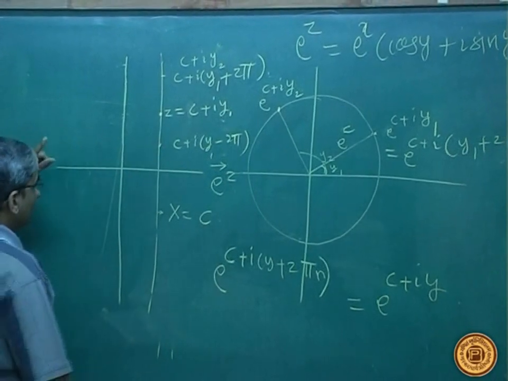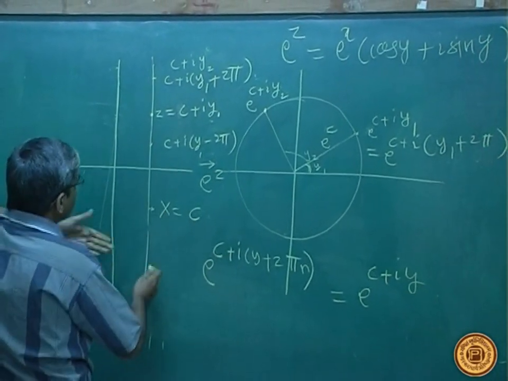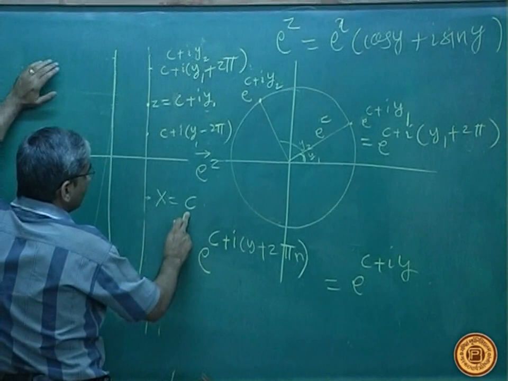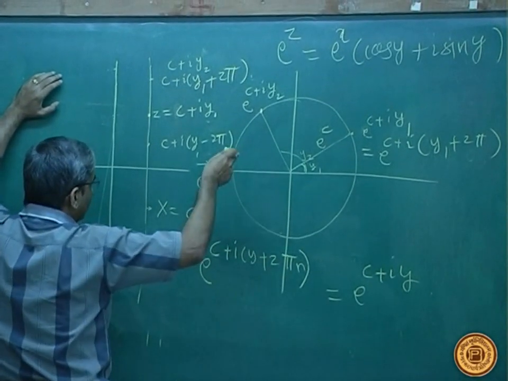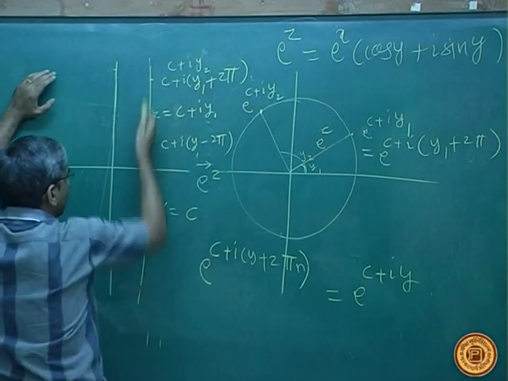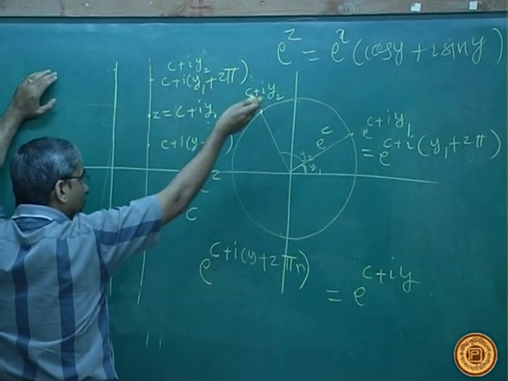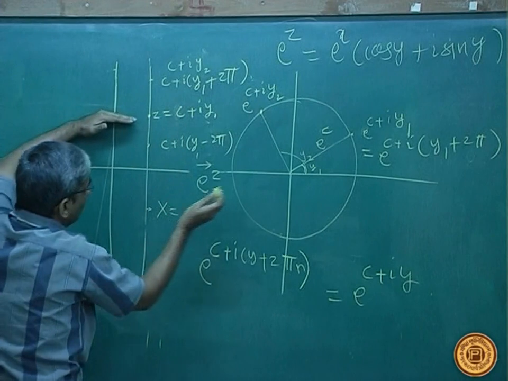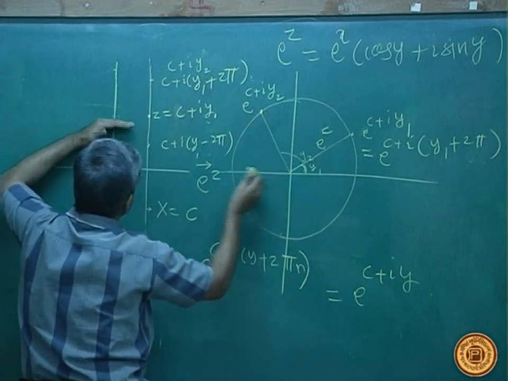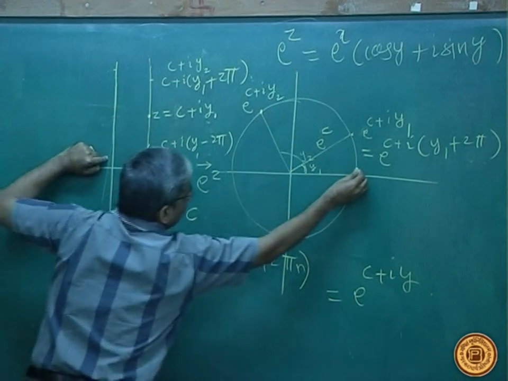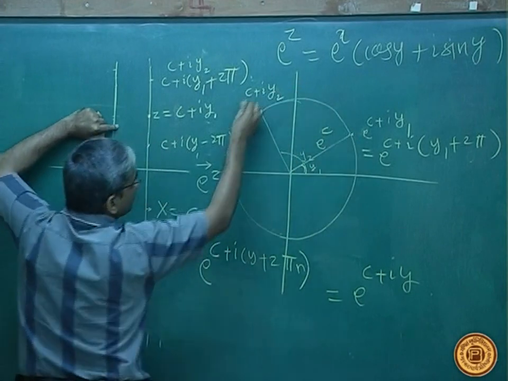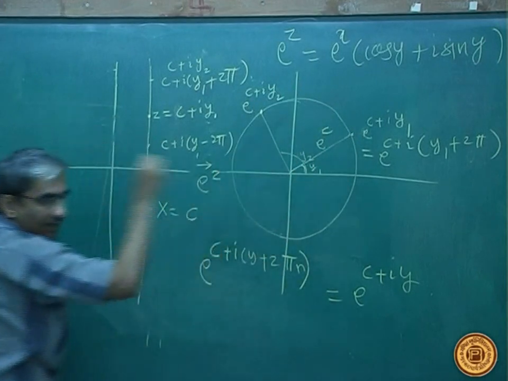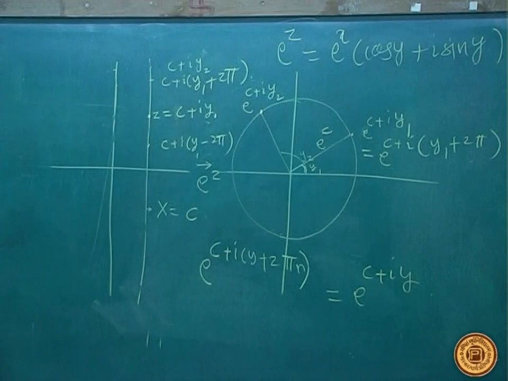And which circle? If this line is x equal to c, then the circle has radius e to the power c. And how the points are mapped onto the points of the circle depends on y. So it keeps making angle y. Suppose this is y, then it will be here. And then as y goes, it will move like that and make the angle y with positive x-axis.